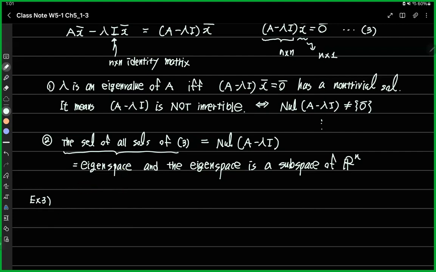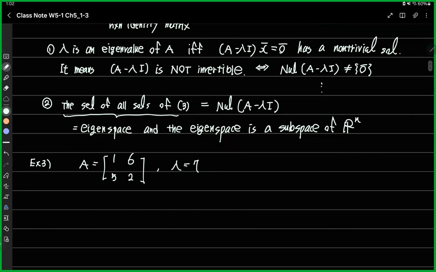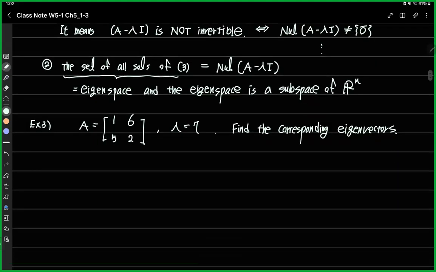So, an example. Let's say the matrix A, with rows 1, 6 and 5, 2, is given. And let's say lambda is 7, an eigenvalue, is given. Let's find the corresponding eigenvectors. How can I find them?